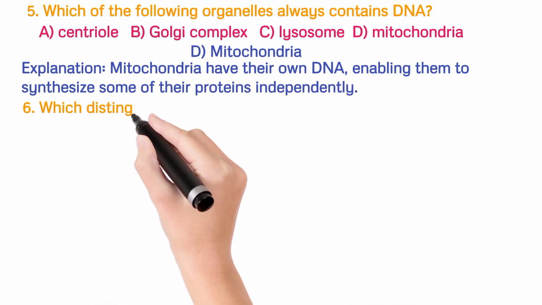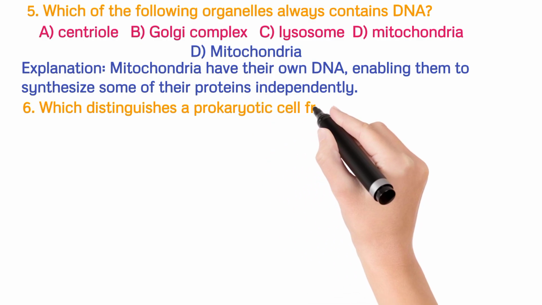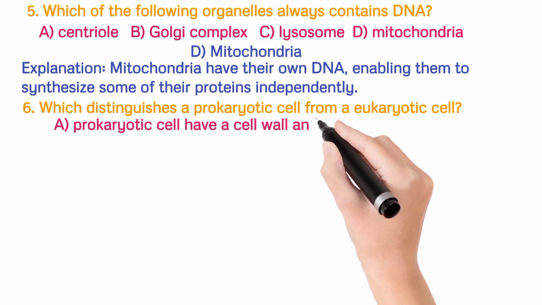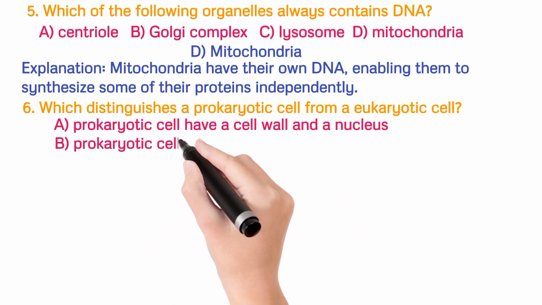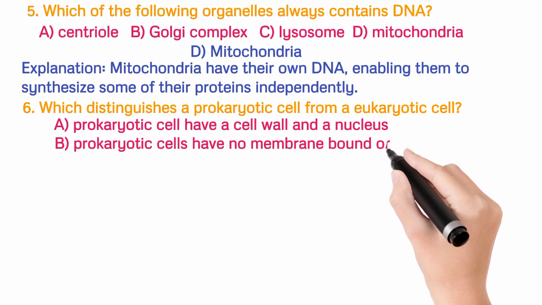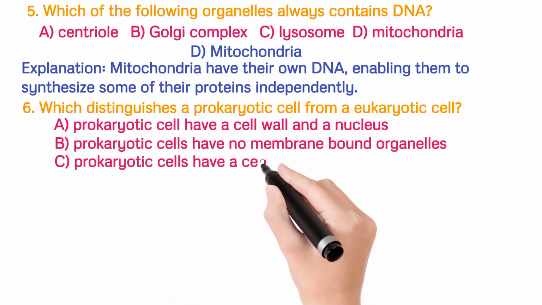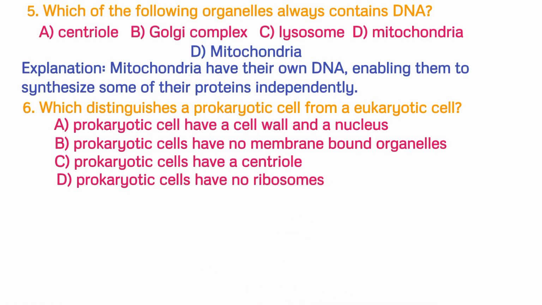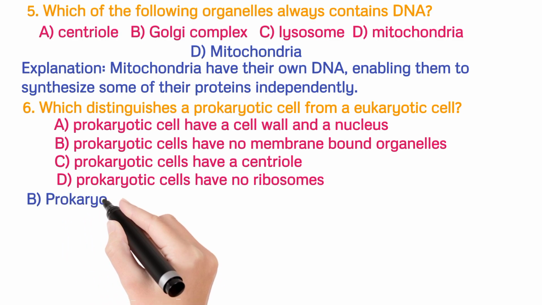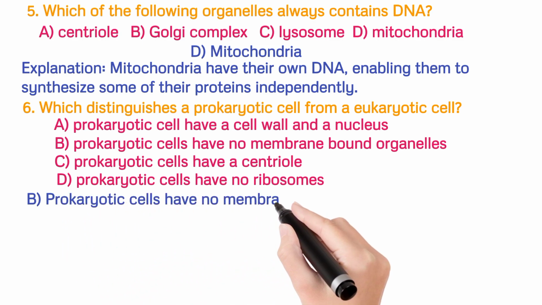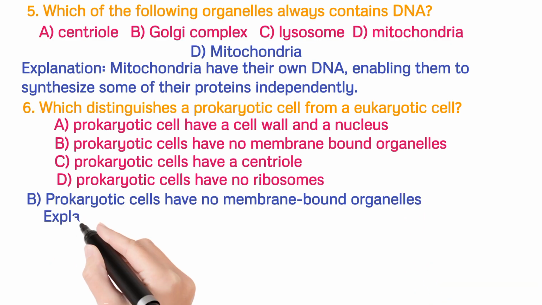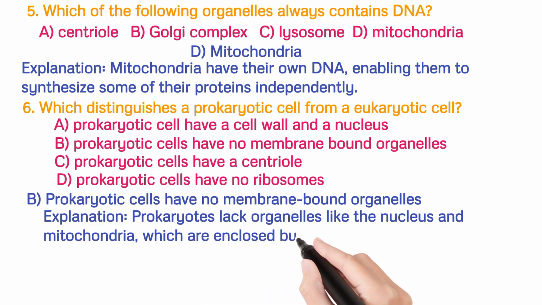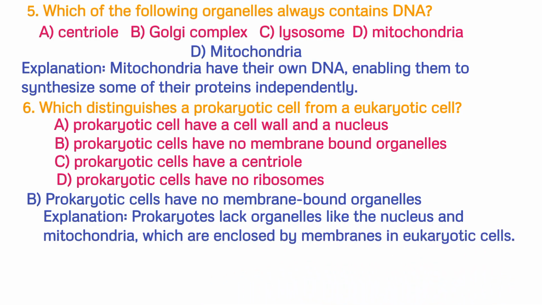6. Which distinguishes a prokaryotic cell from a eukaryotic cell? A. Prokaryotic cells have a cell wall and a nucleus. B. Prokaryotic cells have no membrane-bound organelles. C. Prokaryotic cells have a centriole. D. Prokaryotic cells have no ribosomes. And the correct answer is B. Prokaryotic cells have no membrane-bound organelles. Explanation. Prokaryotes lack organelles like the nucleus and mitochondria, which are enclosed by membranes in eukaryotic cells.